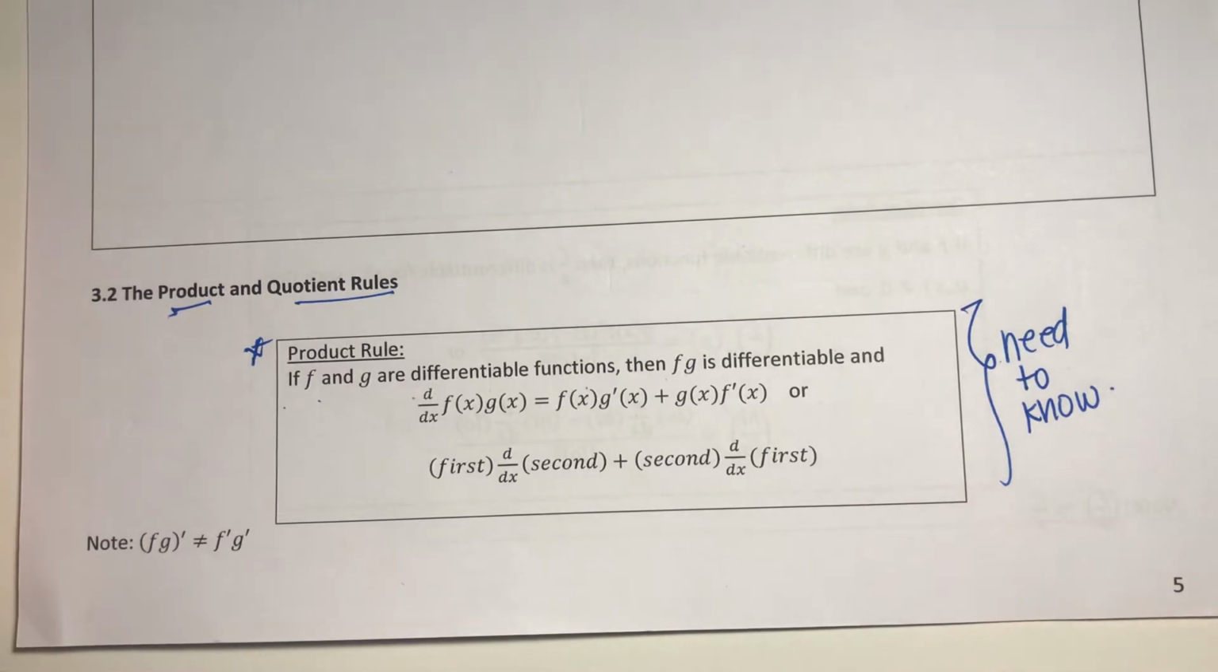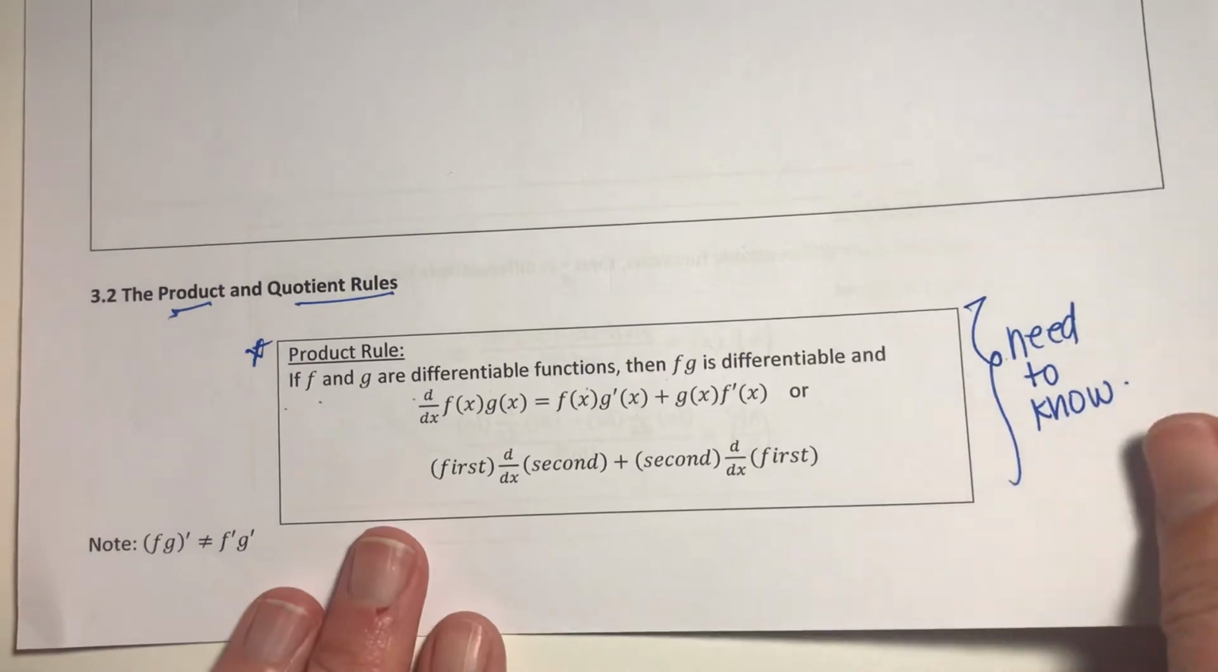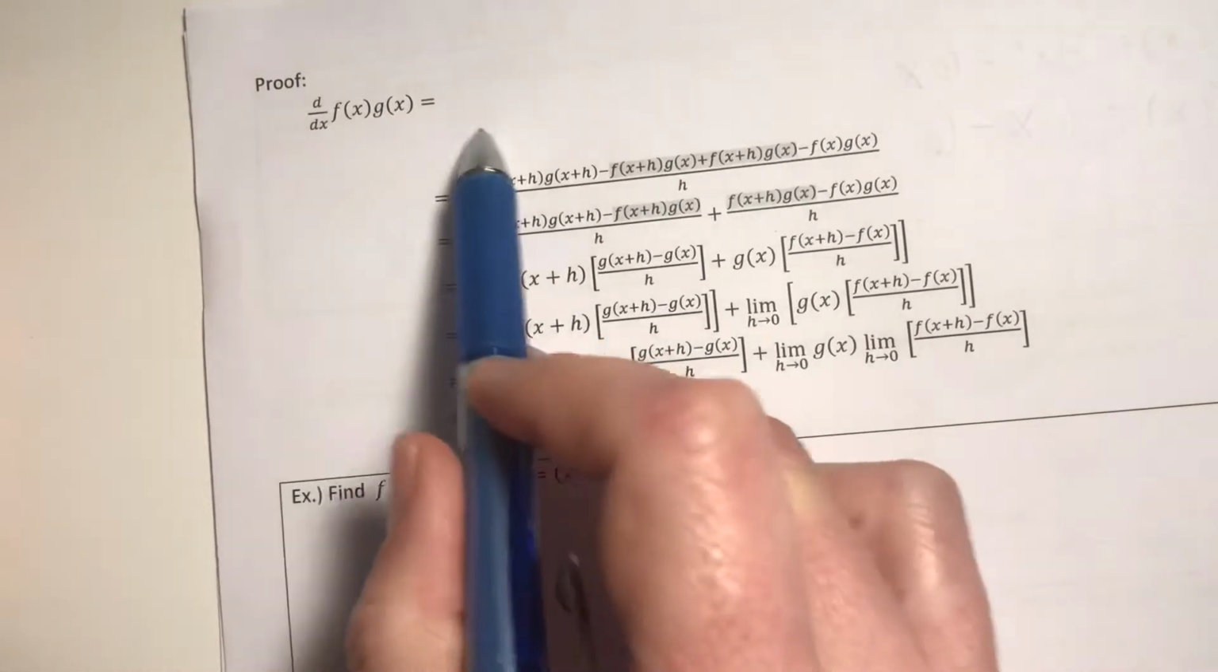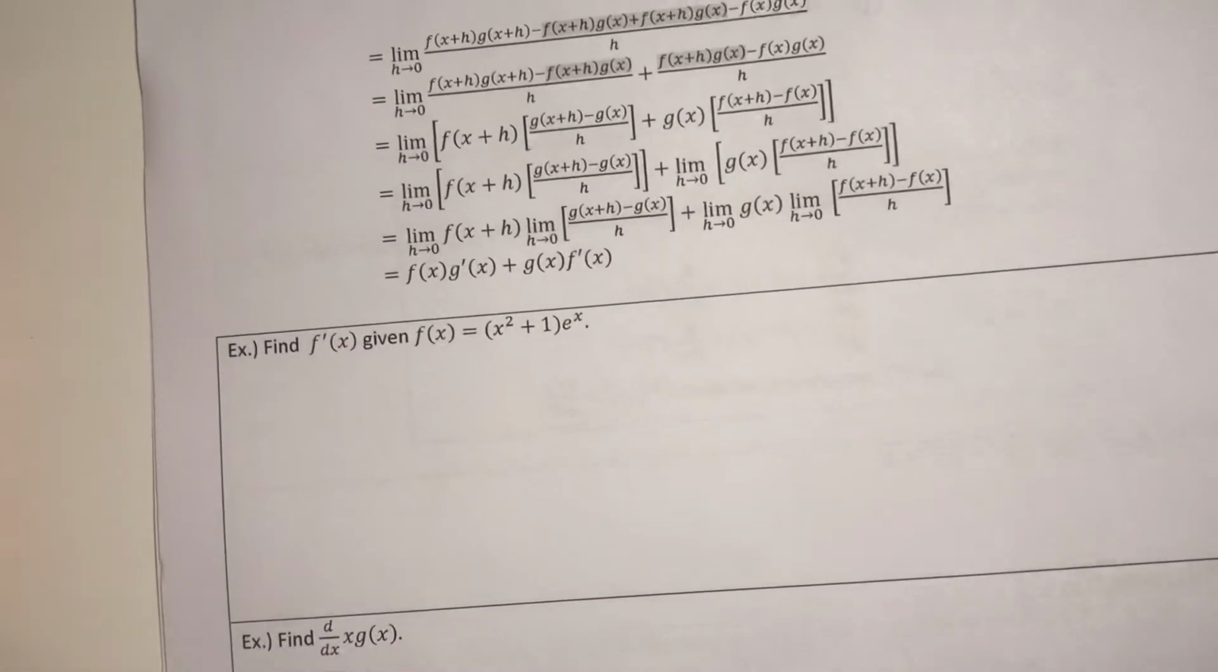All right, so moving on, this is again on page 5, 3.2 on your chapter 3 notes, part 1. We're going to go ahead and look at a couple examples. The proof of this is pretty much online. There is one step missing. Go ahead and check online in order to see that.